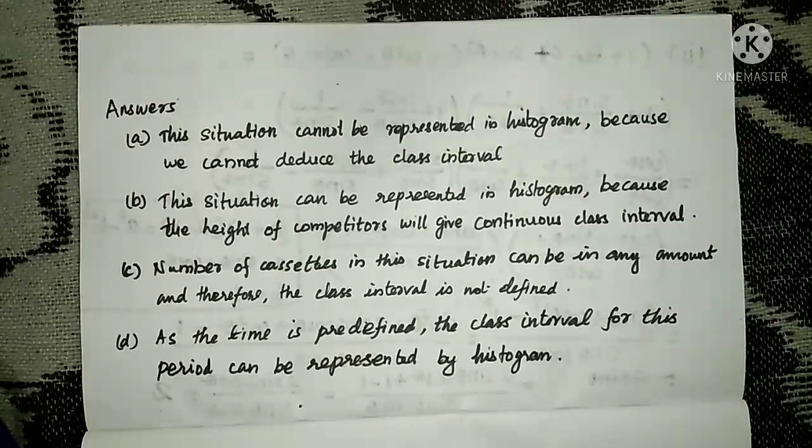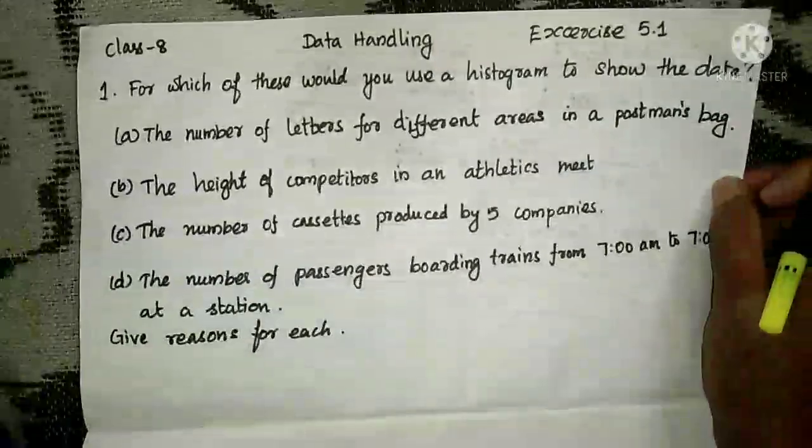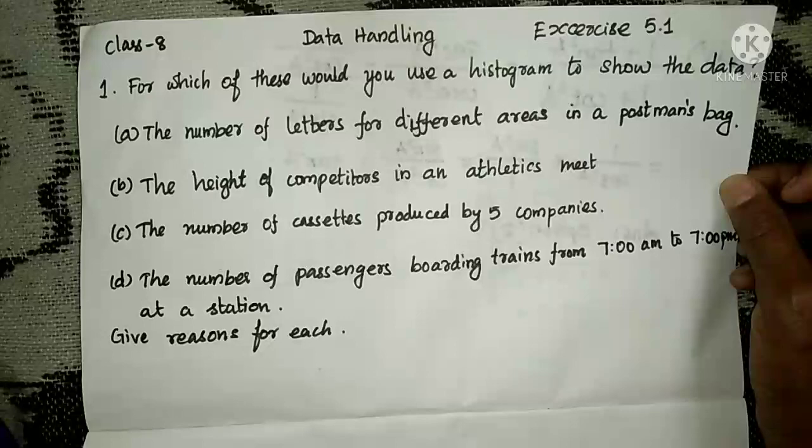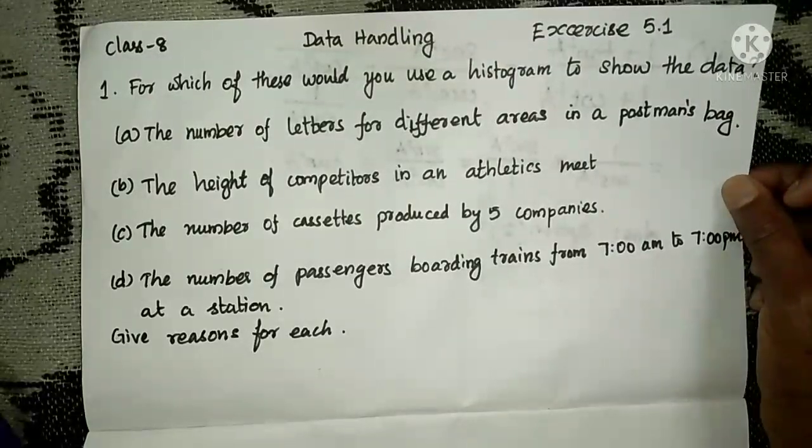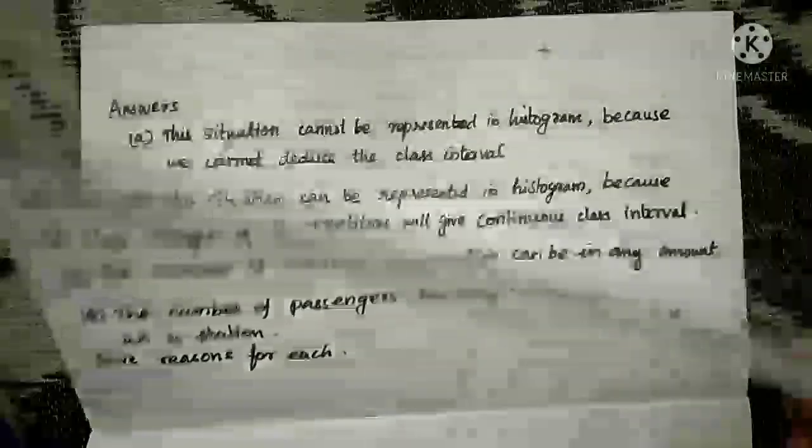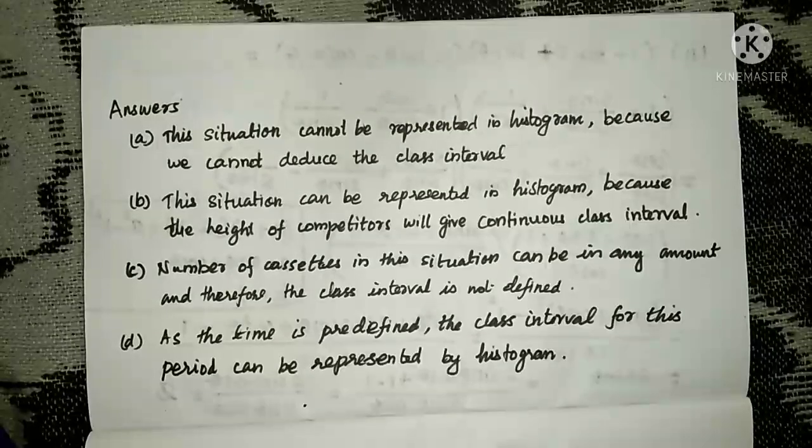And the last one, the statement is the number of passengers boarding trains from 7 a.m. to 7 p.m. at a station. As the answer for this, as the time is predefined, so time is given 7 a.m. to 7 p.m. The class interval for this period can be represented by histogram.